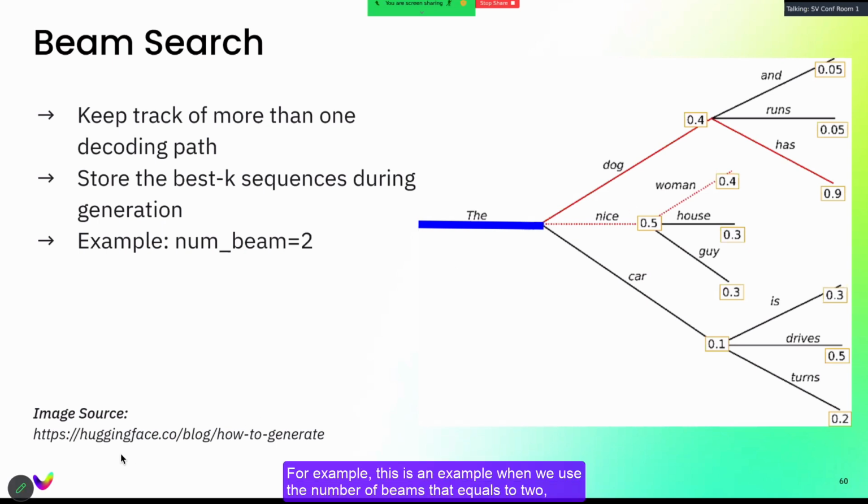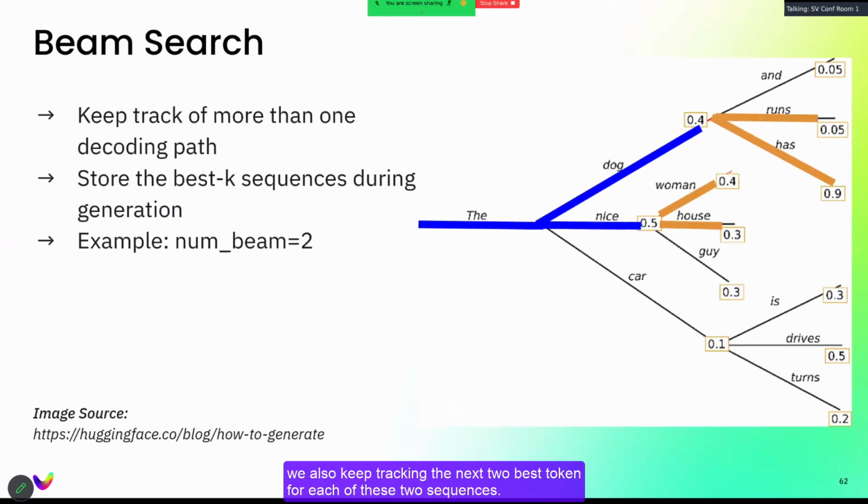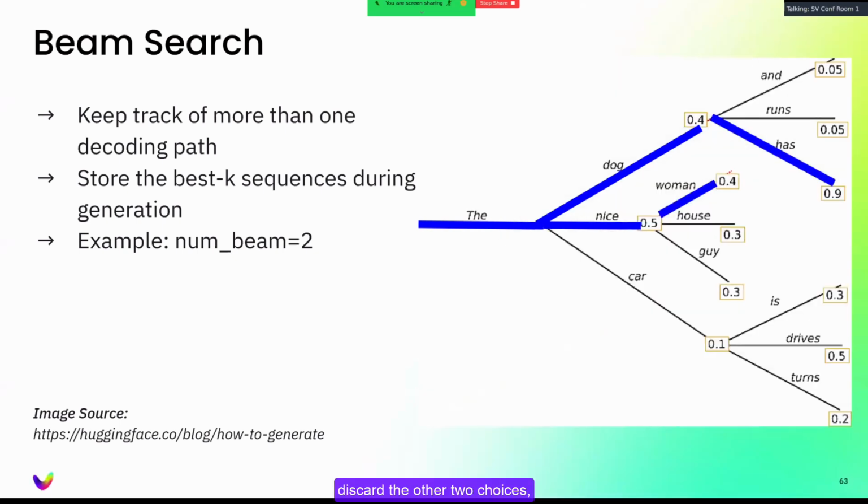For example, this is an example where we use the number of beams equal to 2, which means you are always tracking the best 2 sequences, starting with the generated token. And then we look at the choices for the next tokens. "Dog" and "nice" are the top 2 choices. And after that, we also keep tracking the next 2 best tokens for each of these 2 sequences. But finally, you only keep track of 2 paths during the generation. So you would discard the other 2 choices instead of making the path into 4 paths. And finally, by doing beam search, you get the sequence with higher overall probability, which is "the dog has".